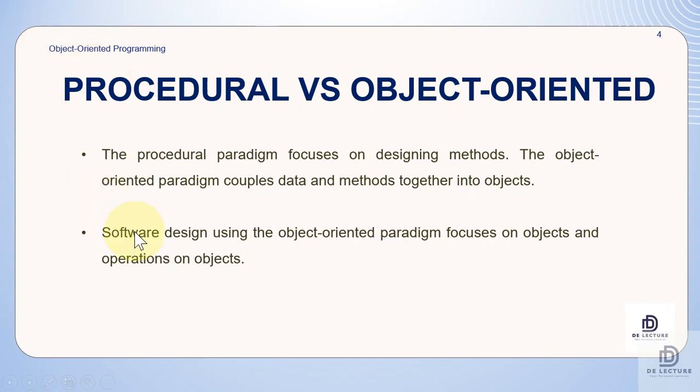Software design using object-oriented programming focuses on objects and the operations of the objects. Each and every object will have its own data and operations. Operations means functions, so you have to know the terms: methods means functions, and operations also means functions.